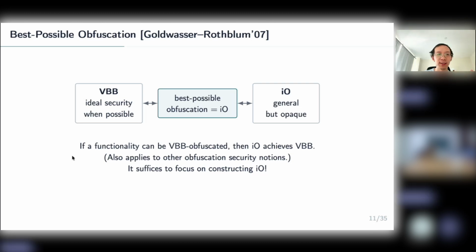Before you go on, just a small clarification. The best possible obfuscation, that is not a formal definition as such, is it? Because IO has some formal definition of what it means to be indistinguishable. But best possible obfuscation is like English words, right?